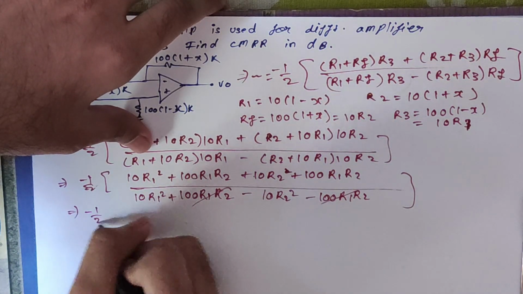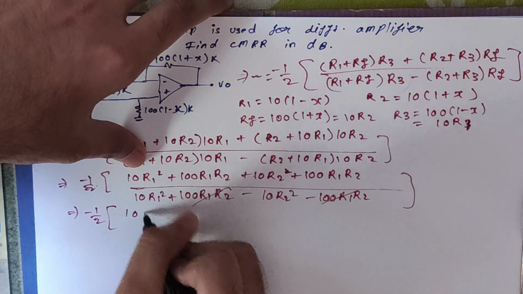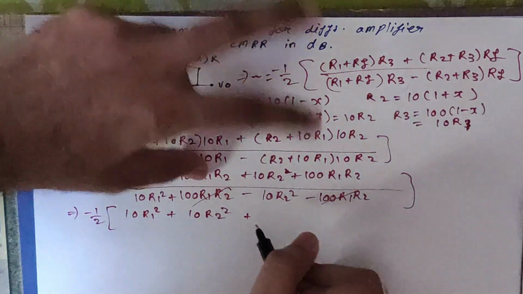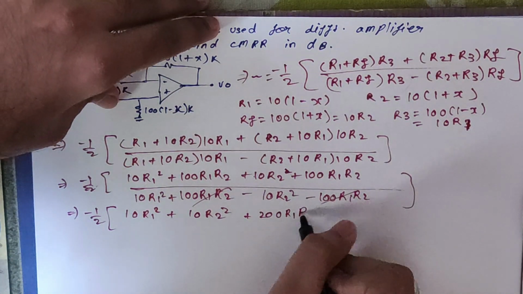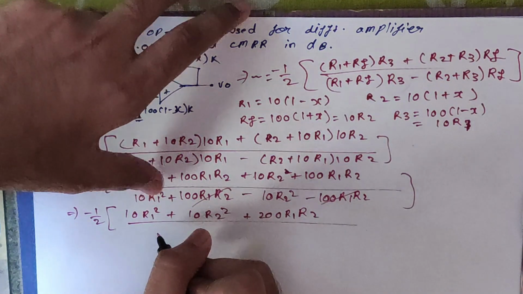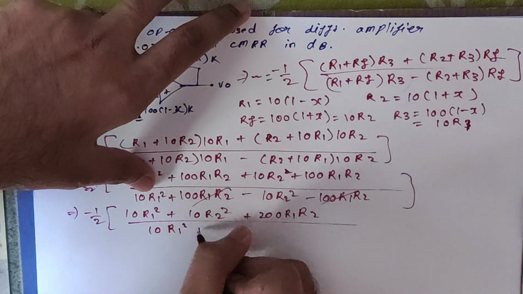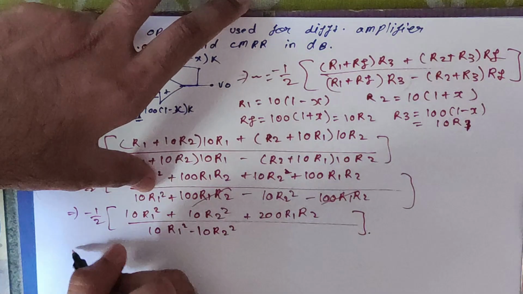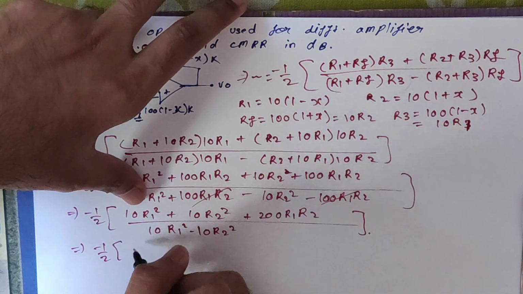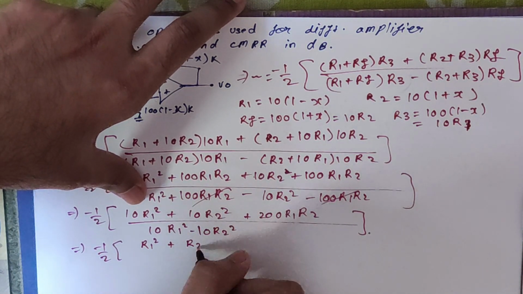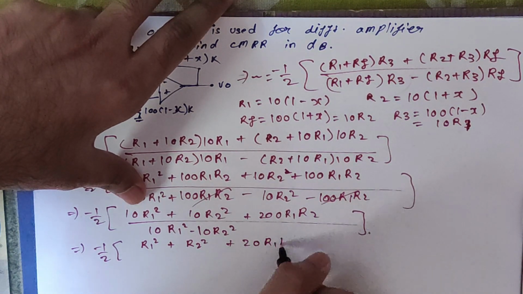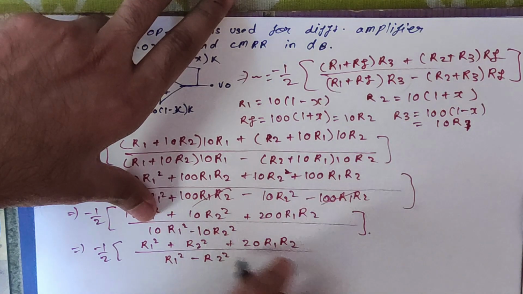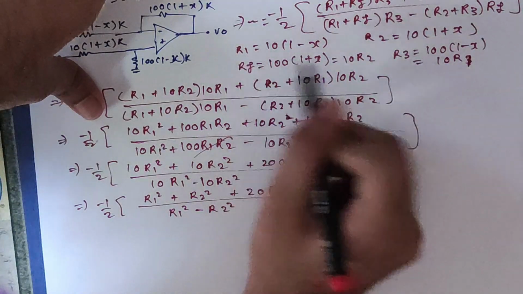Now we will get minus 1 by 2 into 10 R1 square. I can write it as 10 R1 square plus 10 R2 square plus 100 plus 100 will be 200 R1 R2, and at the denominator I will get 10 R1 square minus 10 R2 square. Right, now I can take 10 common, so I will have minus 1 by 2 into R1 square plus R2 square plus 20 R1 R2. Okay, now here we will get R1 square minus R2 square. Okay, now I will put these R1 R2 values here.